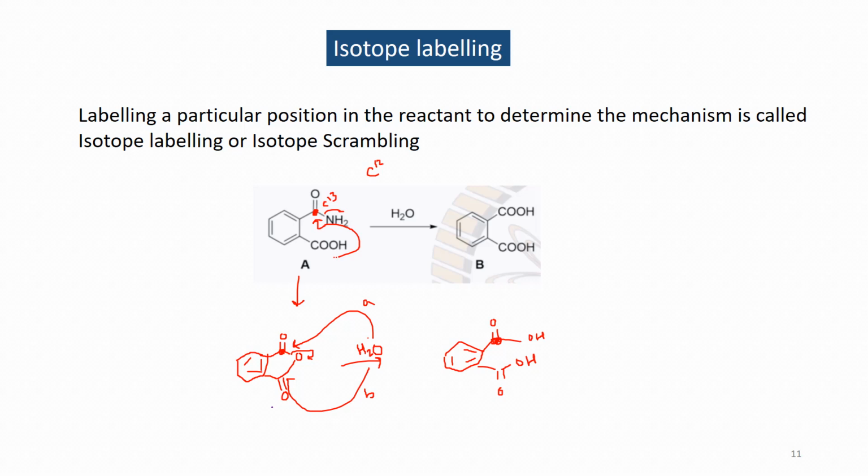Here you can see we have marked the carbon of the carbonyl group with C13. Then when you perform the reaction, after the reaction, one of the carboxyl groups contains the C13 carbon. From there we can get an idea that the reaction goes through one of the mechanisms, A or B, because both of them give the same product.